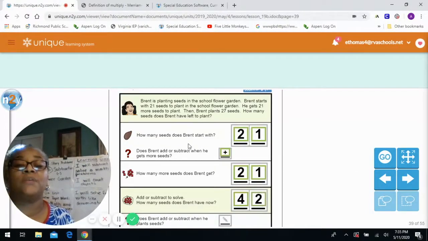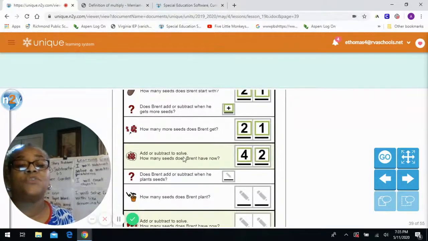All right, so here, that's one step. All right, another step is add or subtract to solve. How many seeds does Brent have now? He has what? 42 seeds. Does Brent add or subtract when he plants seeds? What does he do? He has the seeds in his hands, now he has to put them in the ground, and then what would be left in his hands? So he is what?